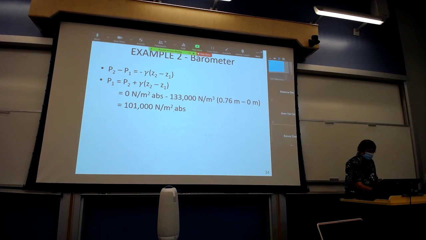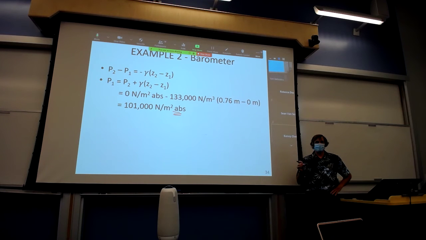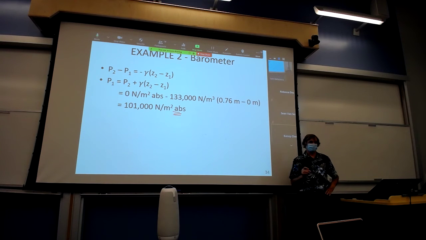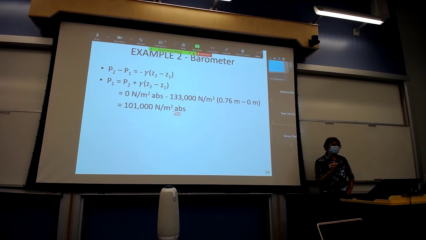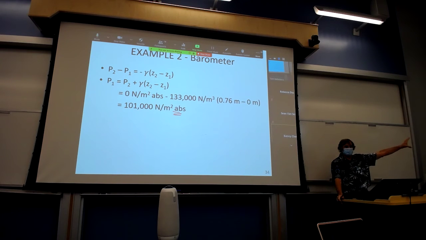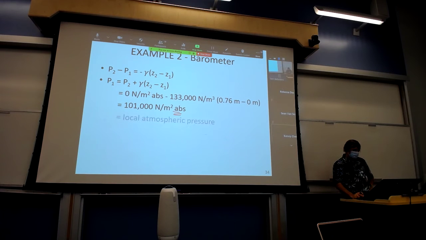And notice, you identify that pressure datum. This is an absolute pressure. So the 760 millimeters, again, is representing a pressure as a column of fluid, which is fine. The 101,000 newton per meter squared absolute is representing the pressure as a pressure with the dimensions of force per length squared. So that's your local atmospheric pressure question.